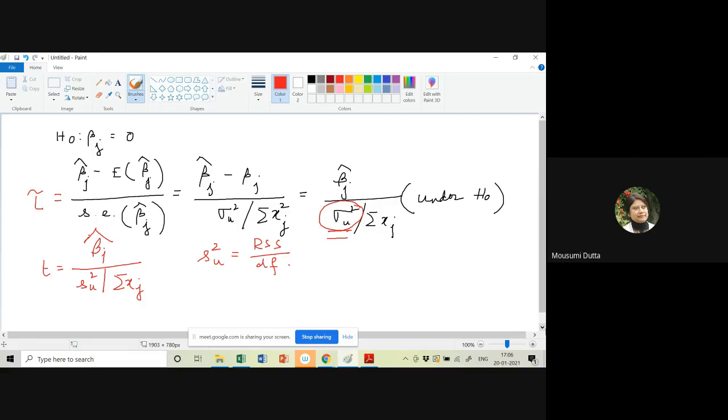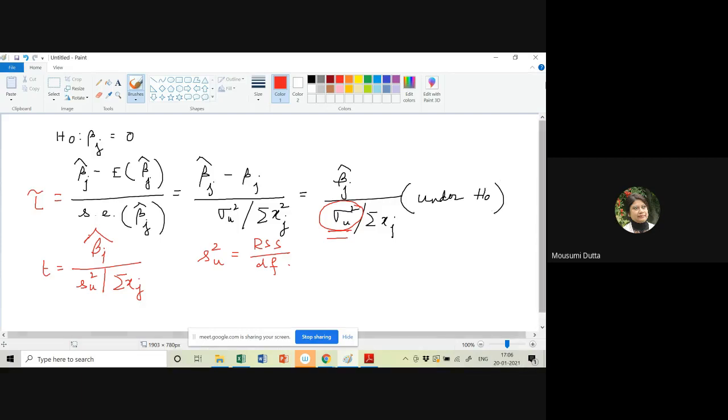And the steps are given: beta hat j minus expectation divided by standard error. Expectation of beta hat j is equal to beta j, as beta hat j is an unbiased estimator of beta j. And under the null hypothesis, this beta j is equal to 0. So we get beta hat j divided by standard error of beta hat j.